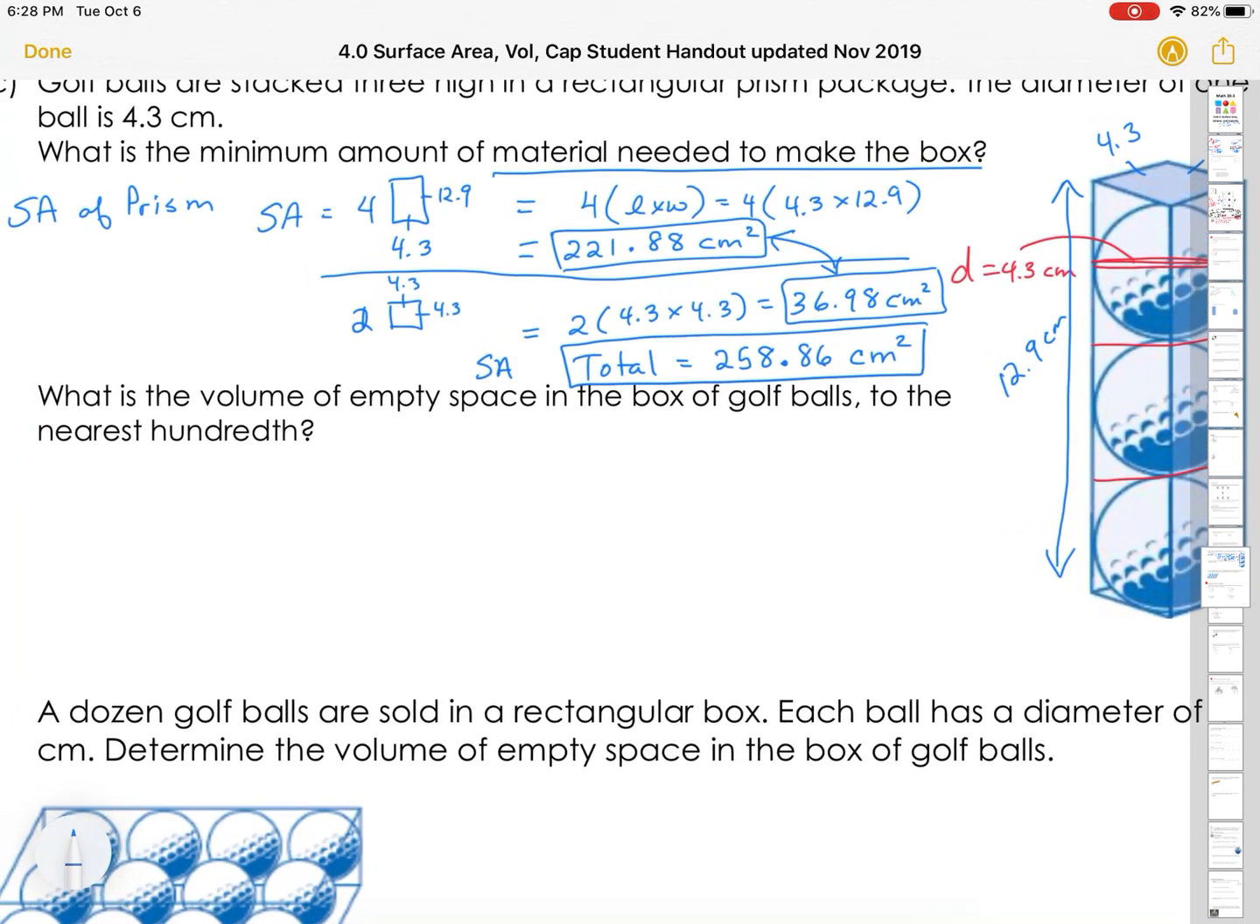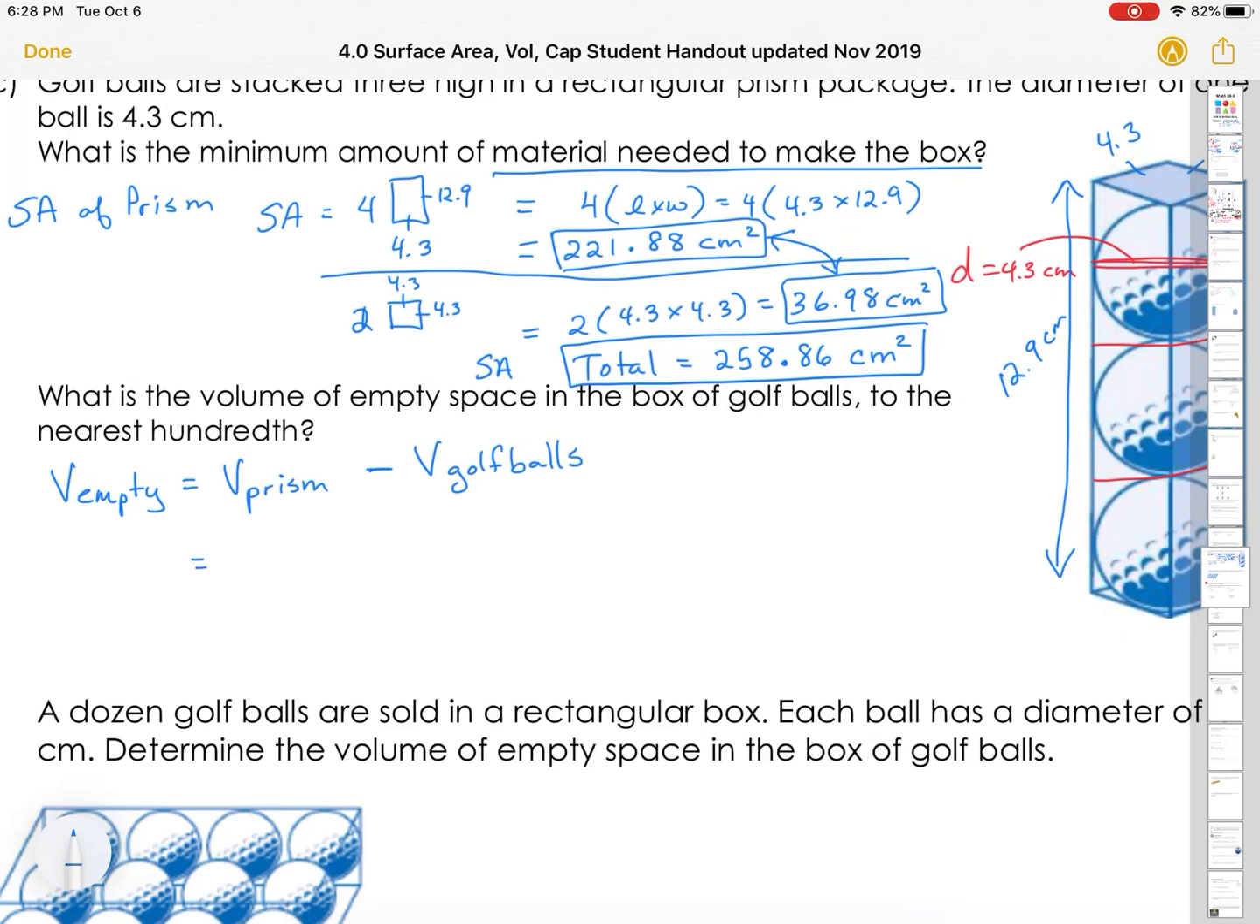it wants to know for the next question, what is the volume of empty space in the box of golf balls to the nearest hundredth? So I've got the volume that the box takes up, and I have the volume that the golf balls take up. The difference between them is the air. So the empty space is equal to the volume of the prism minus the volume of the golf balls.